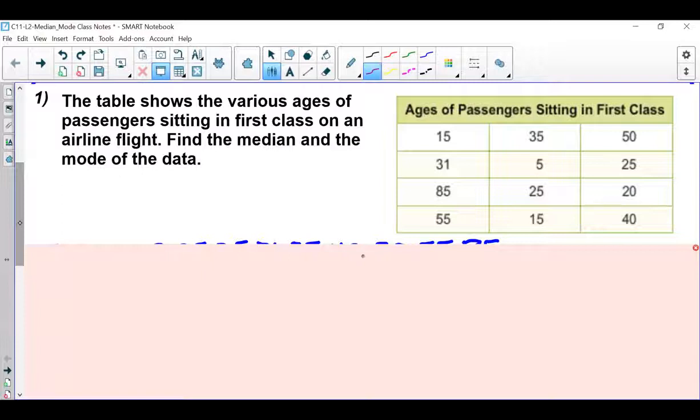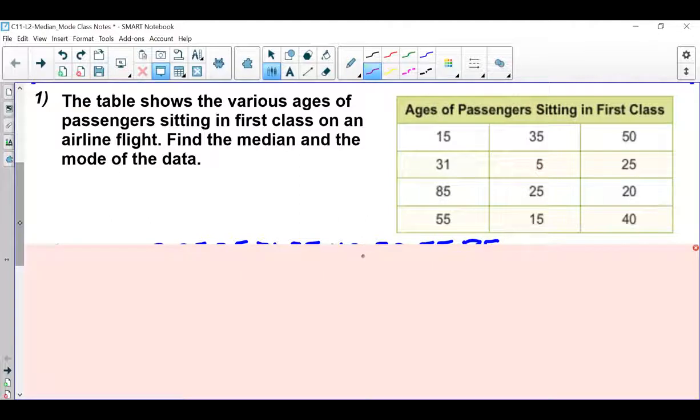Okay, so number 1, it says the table shows the various ages of passengers sitting in first class on an airline flight. Find the median and the mode of the data. All it's asking us is to find those numbers. Okay, so if you look to the right at the pictograph, you see that it says ages of passengers sitting in first class. Okay, 3 times 4, there's 12 of them. So believe it or not, we're going to have to put those in order from least to greatest.